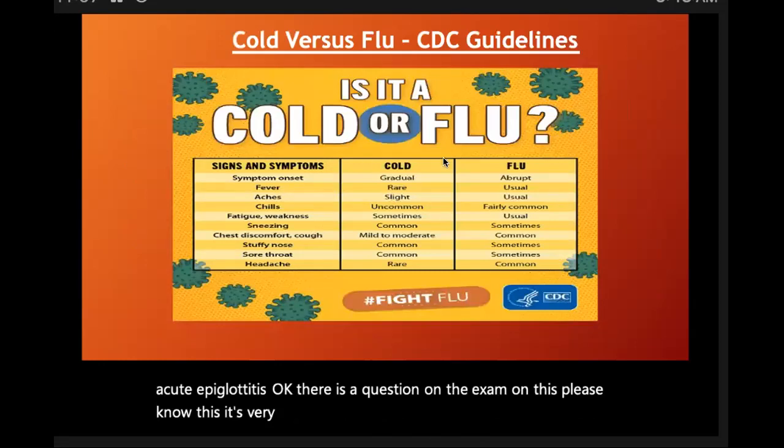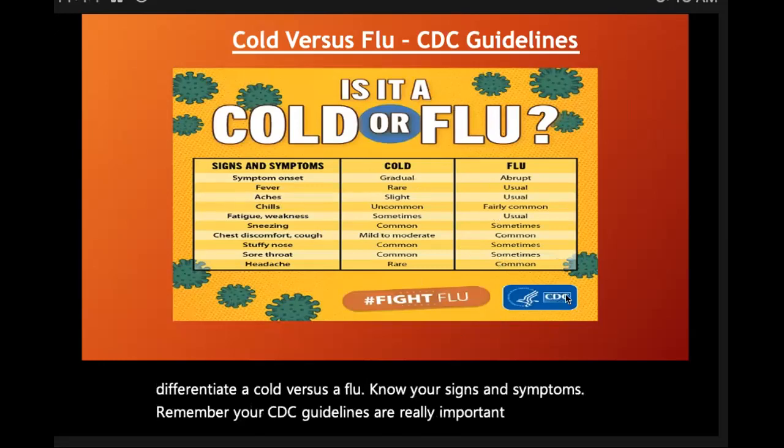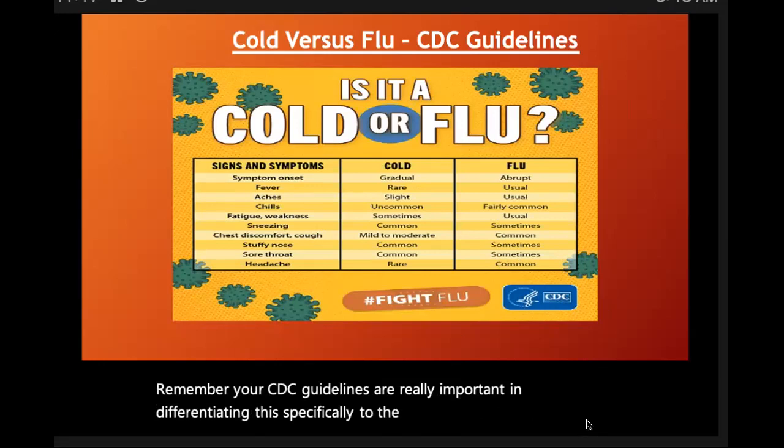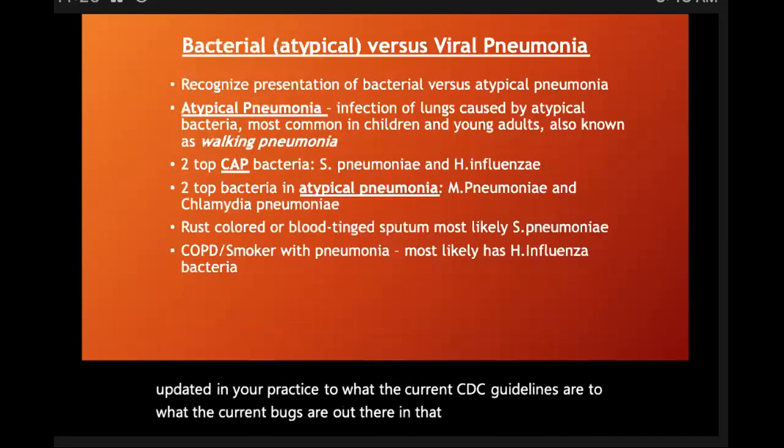We want to be able to differentiate a cold versus a flu. Know your signs and symptoms. Remember, your CDC guidelines are really important in differentiating this specifically to the season. So make sure you're updated in your practice to what the current CDC guidelines are, to what the current bugs are out there in that particular season.